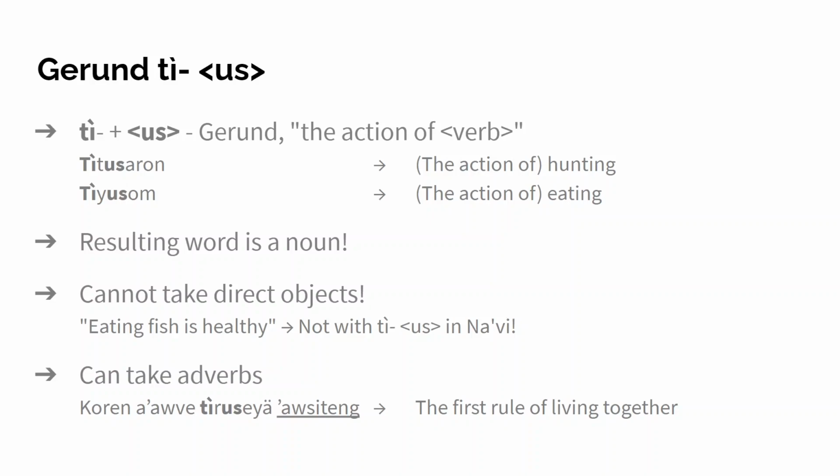So I can say stuff like Koren a auve tiroseie ausiteng. The first rule of living together. So ausiteng is an adverb to do something together. So I can say rei ausiteng, to live together. But I can also use it to modify the gerund of rei. So tiroseie ausiteng, the living together.